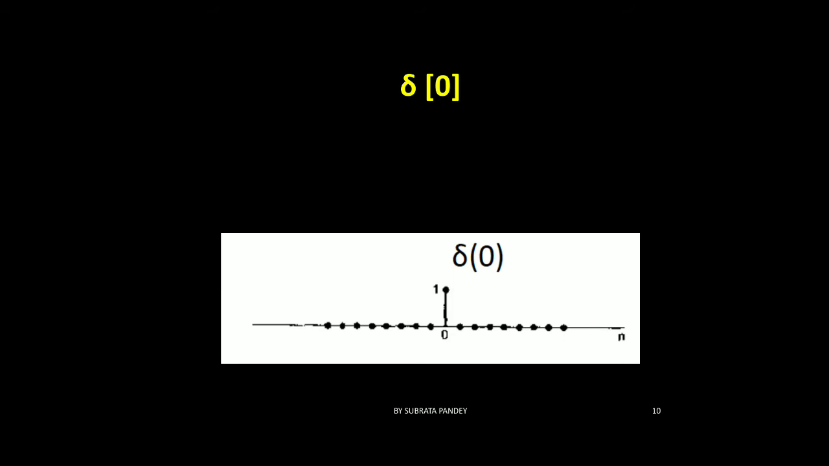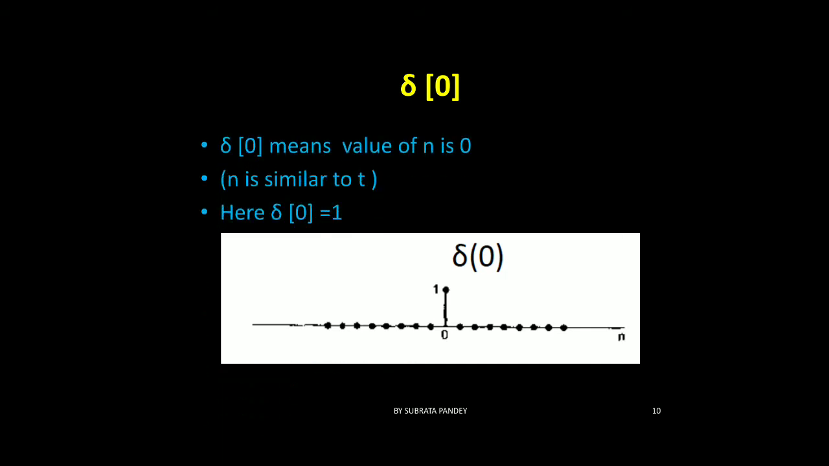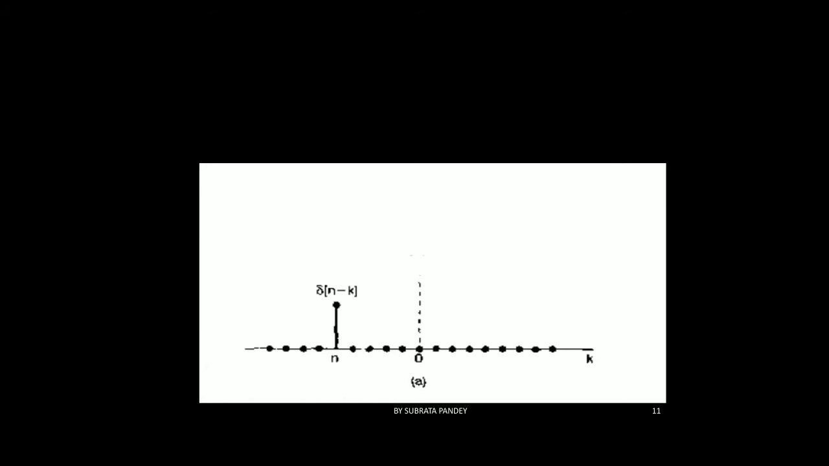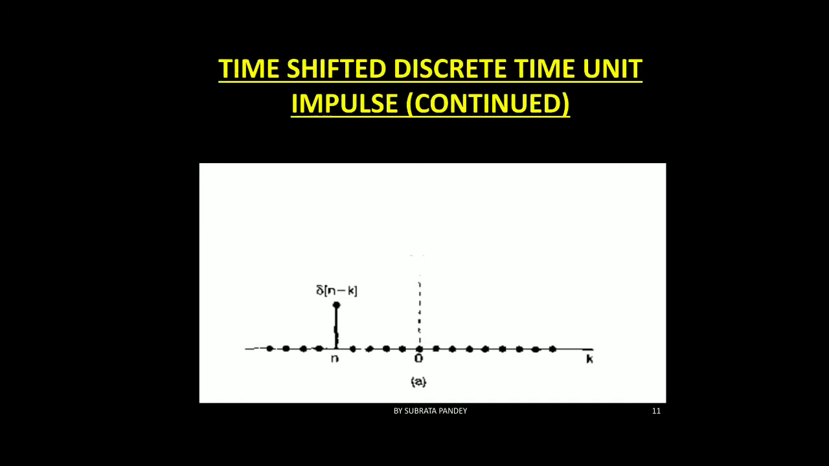But when we talk about δ[0], we are talking about the value of n on the x-axis. δ equal to 0 means we are talking about the y-axis, but in this case we are talking about the x-axis. So δ[0] means the value of n is 0, and n is similar to t in the continuous time domain. In this case, as we can see, δ[0] is equal to 1. Here is another example of a time shifted discrete time unit impulse.